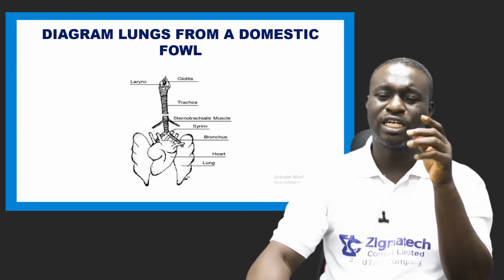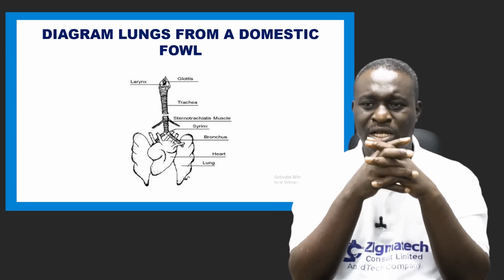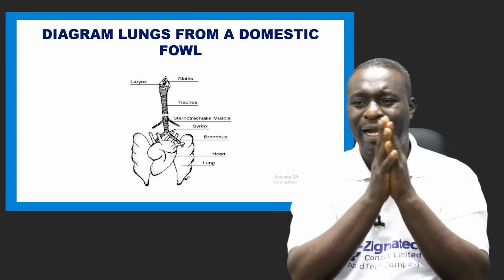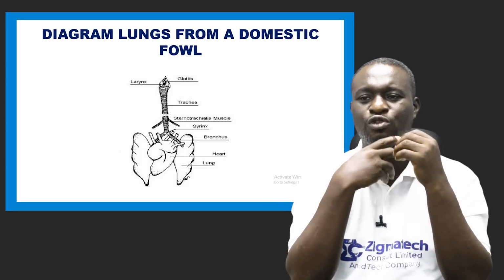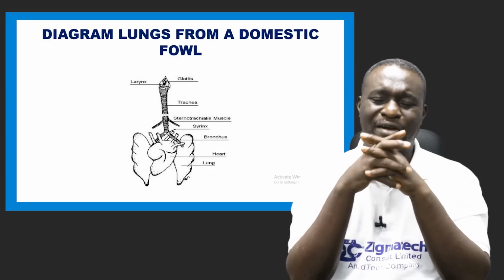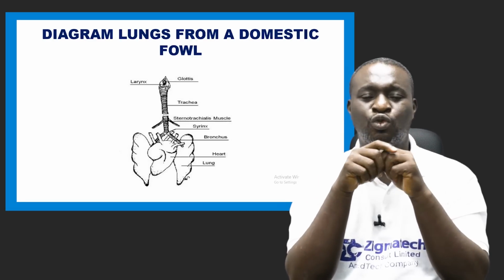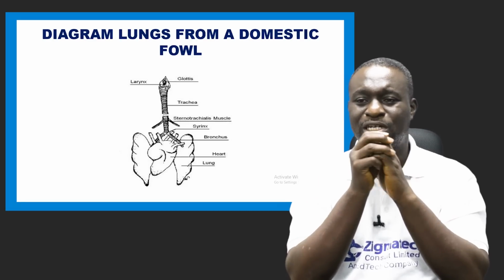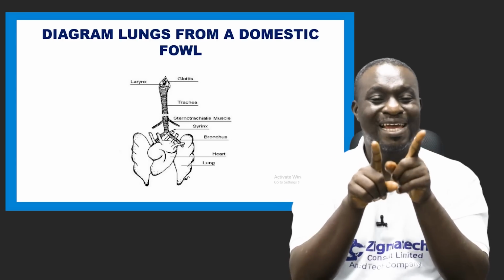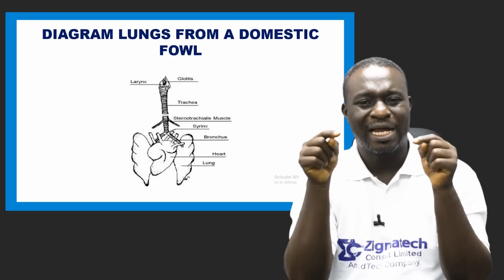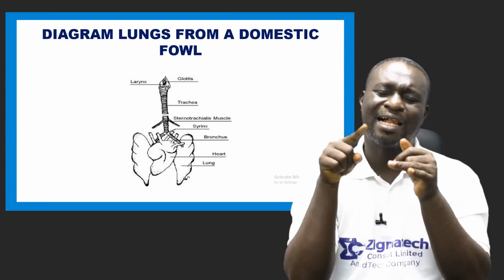Another thing to take note of for the lungs from a domestic fowl is the diagram. Take a look at it there. We have the glottis. From the glottis, the food or air can pass through the larynx, which is the voice box. From the larynx, it enters the trachea, which is the windpipe. From the trachea, it enters the bronchus. From the bronchus, it enters into the lungs. Inside the lungs, we have the bronchioles and the alveoli.